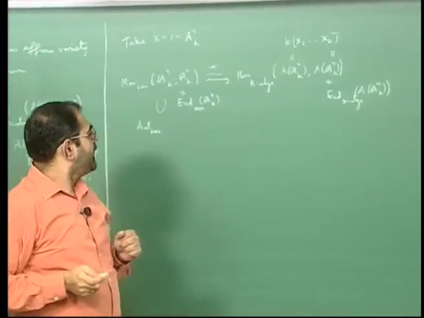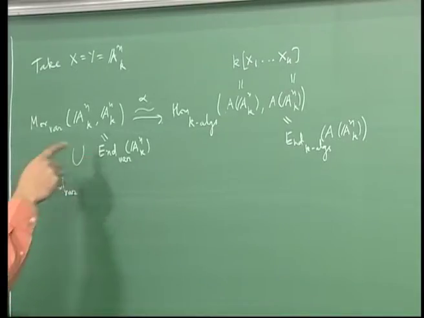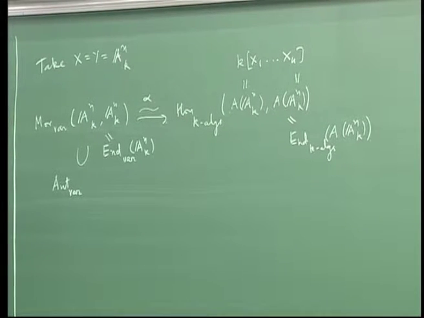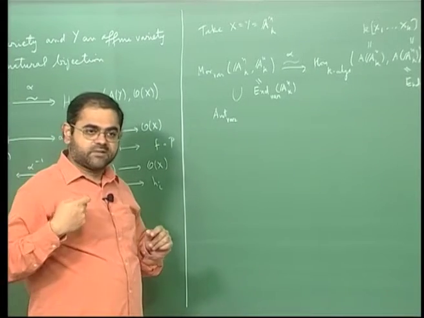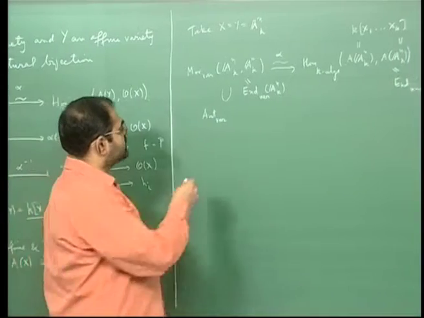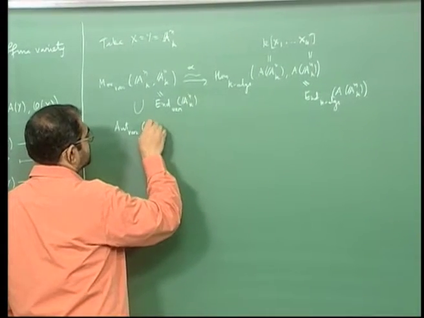Okay, and what are the automorphisms? The automorphisms are the invertible endomorphisms. They are endomorphisms which are also isomorphisms. So they are self maps, they are morphisms of the object back into itself which can be inverted.